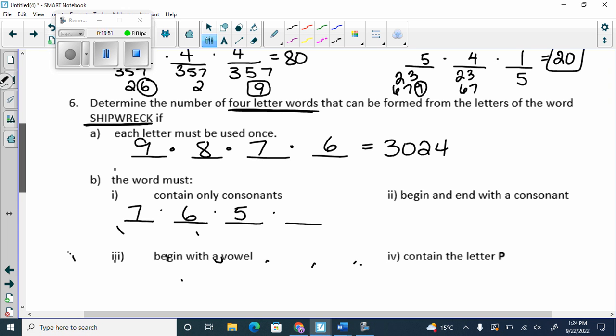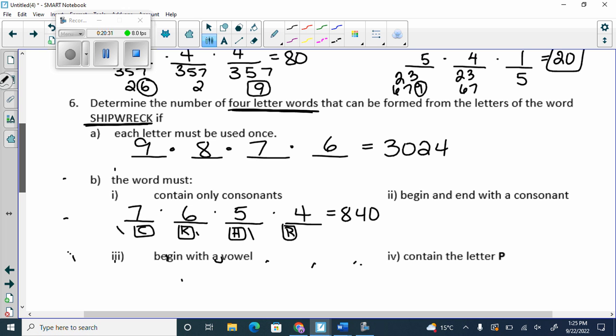5, I'm going to hold the H, then W, P, R, or S? 4. So every single time you're losing one of them, right? But I didn't have 9 to choose from because they could only be consonants. So it's 840. So I technically held the C here, the K here, the H here, and the R here. That's my papers, right?